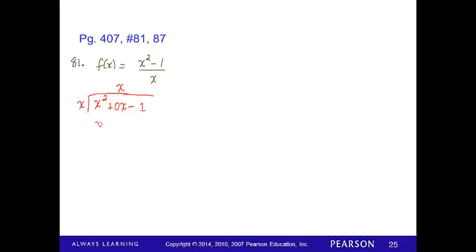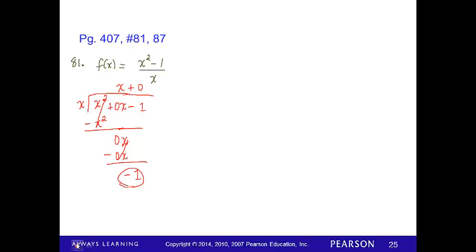x times x is x squared. Subtract, these cancel, and the 0x falls down. Then 0x divided by x is just 0, so I'm going to put plus 0, it really doesn't matter. And then we get 0x, subtract, they cancel, and then negative 1, there's your remainder. So you have a remainder of negative 1. If I went too fast for the long division, email me and I'll explain how to do it again.